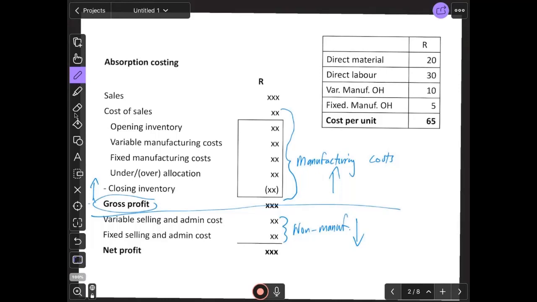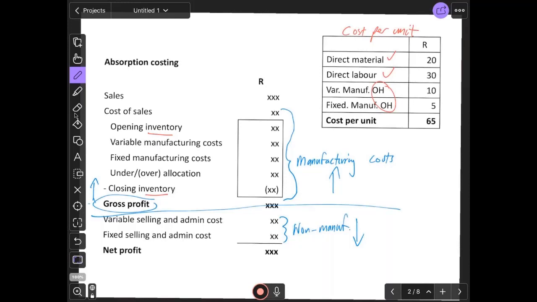That's the first thing. Next, the way we value inventory. If you look at the box here, this is the cost per unit. And what are the cost elements that we always include in the cost per unit? Direct material, direct labor, and overheads. Those three cost elements pop up each time. That's our manufacturing costs.